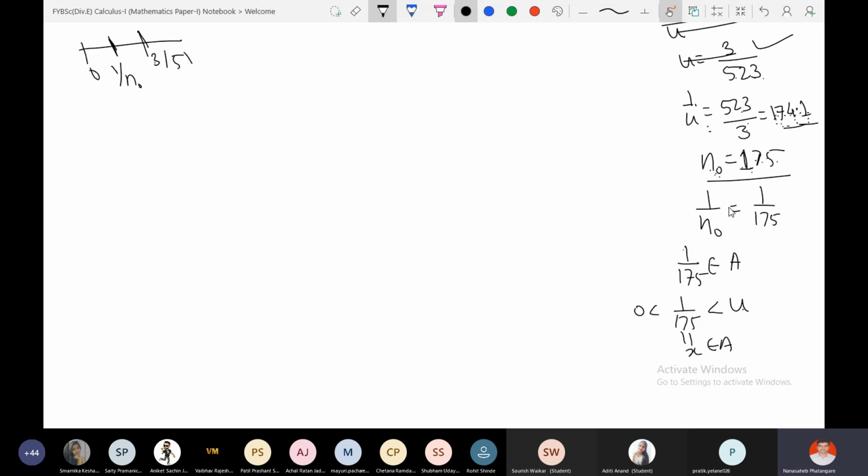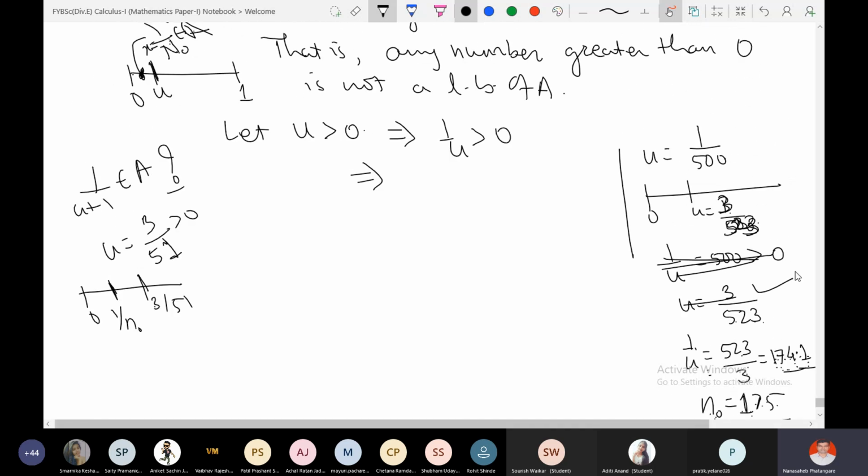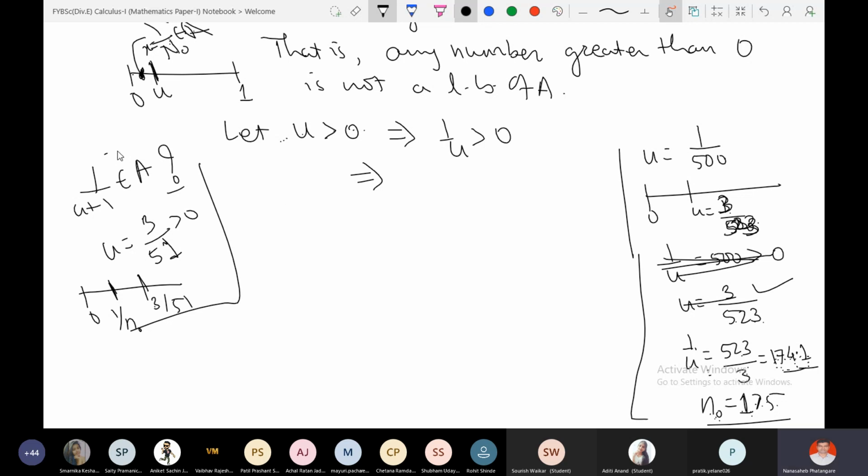So if you select u greater than 0, look at 1 by u, which is a positive number. Choose a natural number greater than 1 by u, and the corresponding element 1 upon n naught is the required element which we wanted to produce, right? So if you choose u greater than 0, what is our aim? What is our claim?